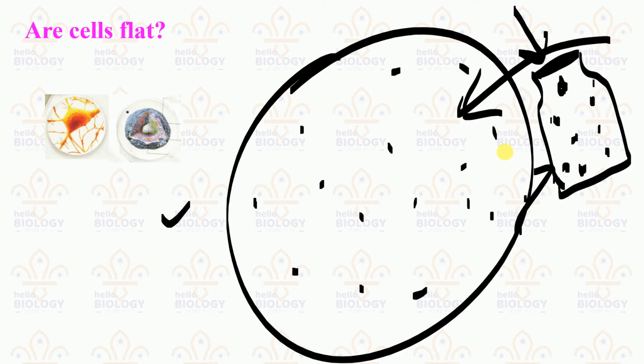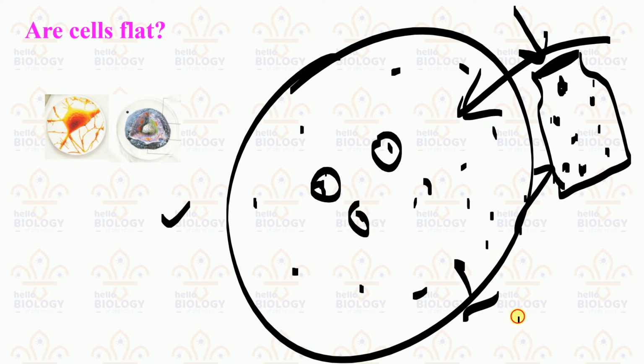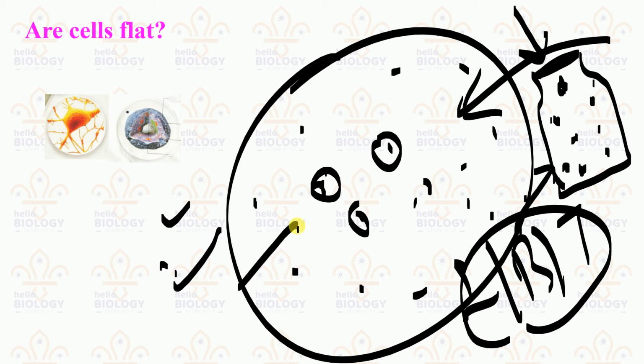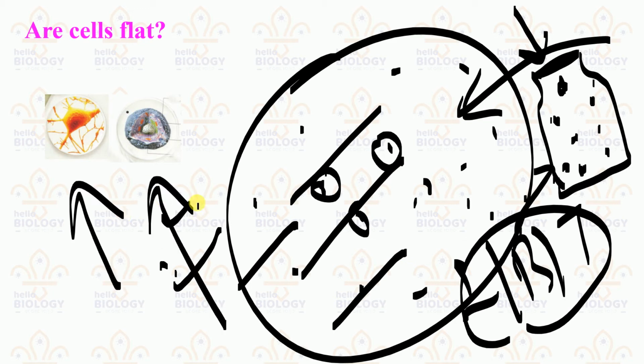Like that, our cell organelles are also situated in different areas, and their length, breadth, and thickness also differ. Since we cannot see the thickness of cells under the microscope, we tend to think they are flat objects. However, under the microscope it looks flat, but it is three-dimensional.